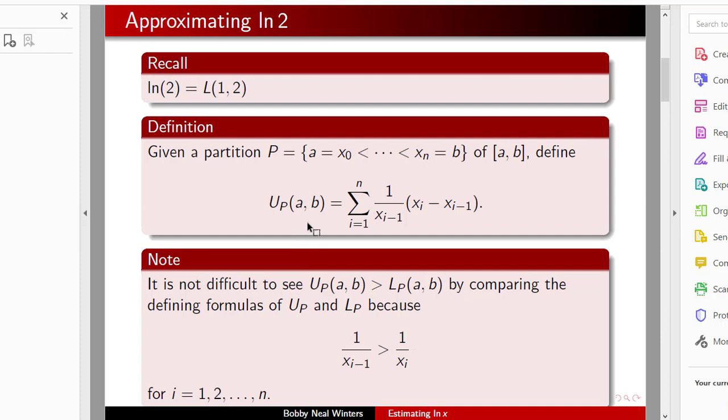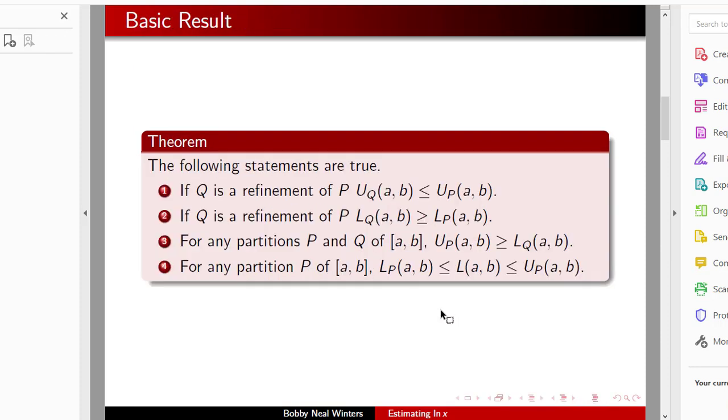Note that it's not difficult to see that my U sub P of [a, b] is going to be bigger than my L sub P of [a, b], and we don't even have to look at the pictures to do that. We can just look at the formulas and compare, because 1 over x sub i minus 1 is greater than 1 over x sub i. Okay, so let's get some basic results that compare U and L.